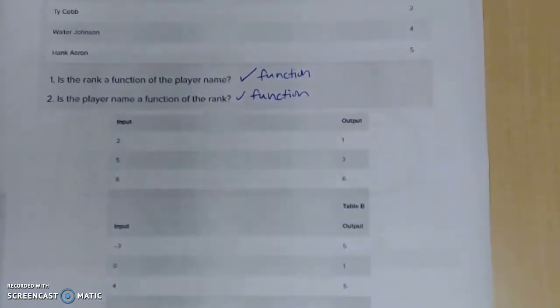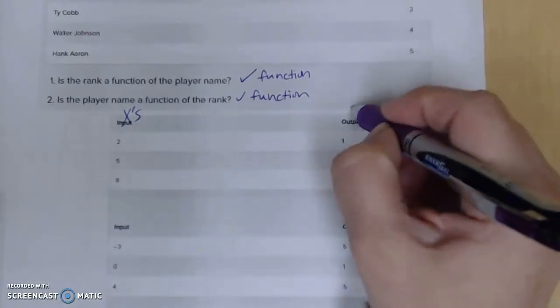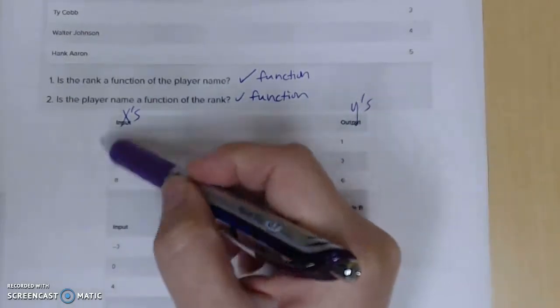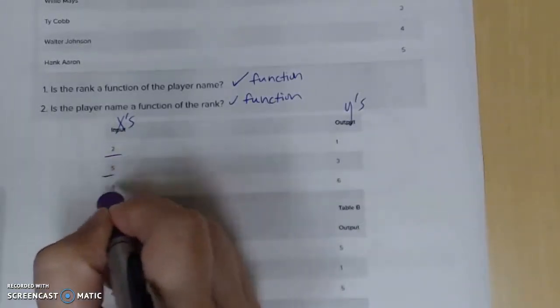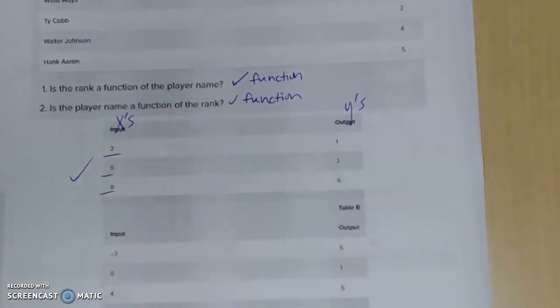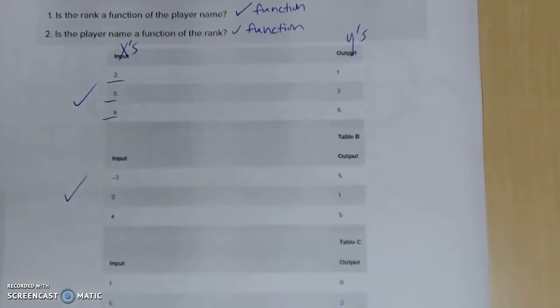Now looking at these down here, these are inputs and outputs, just like what you saw on the table with the arrows, but they've lined them up in a table. Notice your inputs are your x's, outputs are your y's. So these would be your domains and your ranges. Now for it to be a function, my x can't repeat. 2, 5, 8, my x's didn't repeat, so that's a function. Negative 3, 0, 4, x's didn't repeat, that's a function.